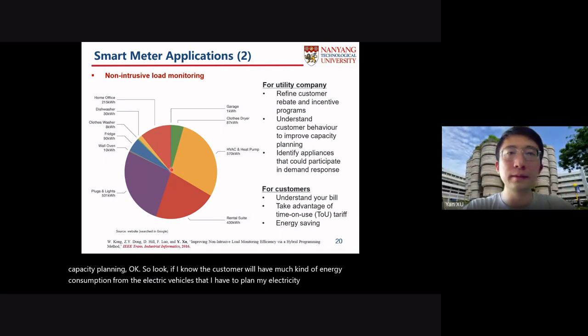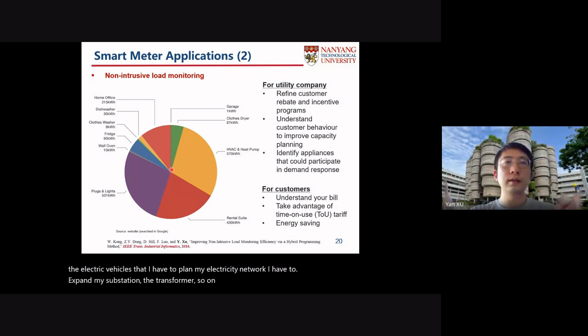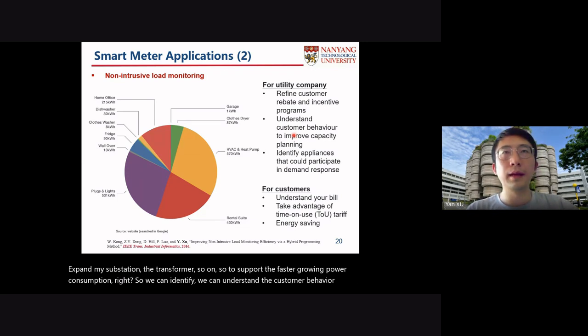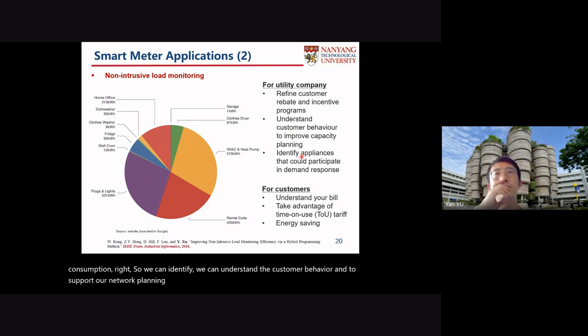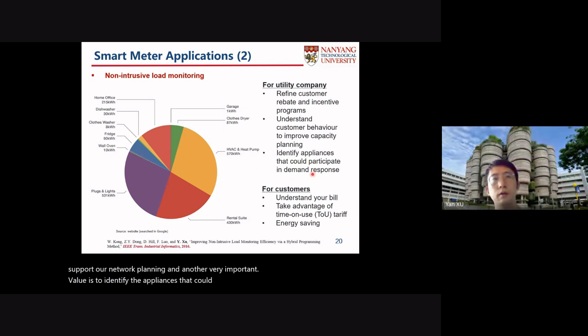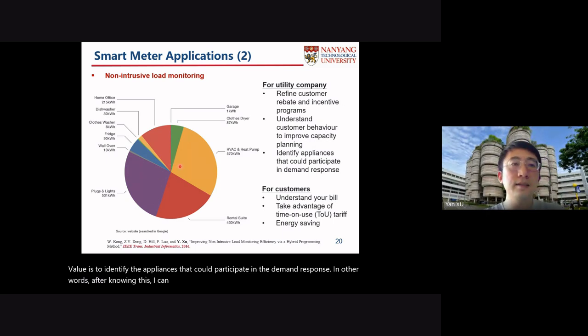I have to expand my substation, the transformer, and so on and so forth, to support the faster growing power consumption. Right? So we can understand the customer behavior and support our network planning. And another very important value is to identify the appliances that could participate in demand response. In other words, after knowing this, I can identify which type of appliances has the potential for load flexibility.